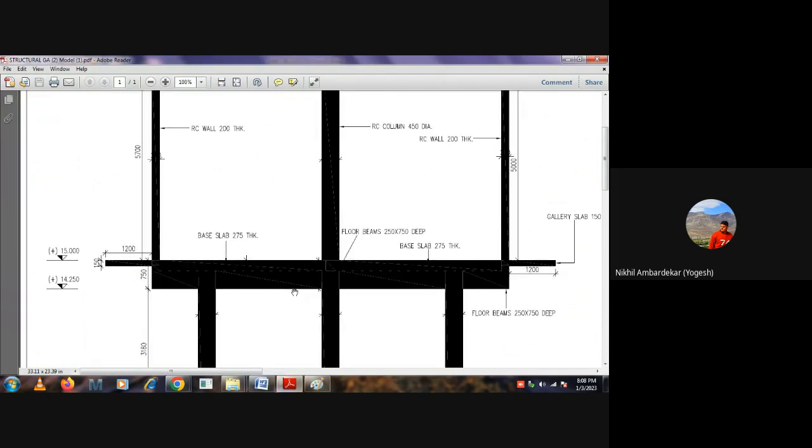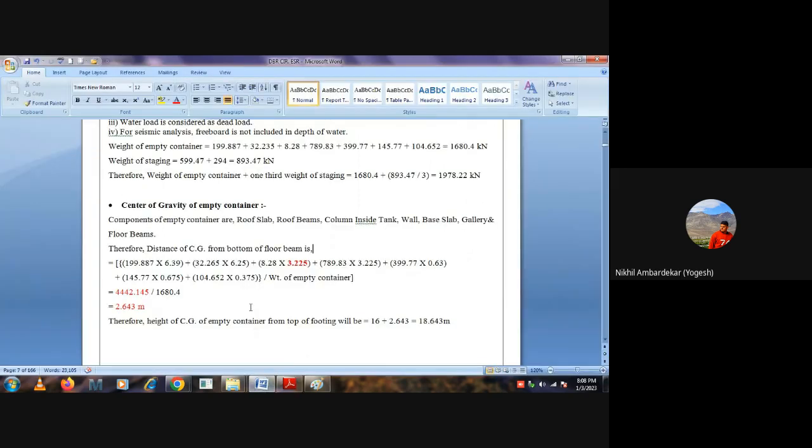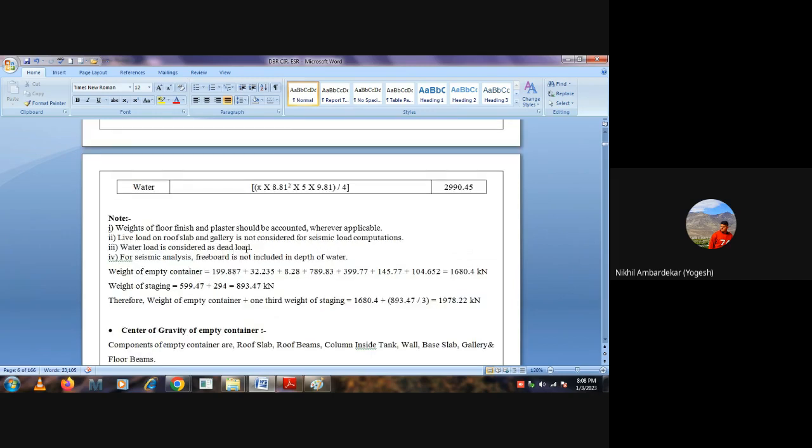Can you follow my cursor? Yes. Okay, so our datum 0 will be here, correct? If I consider this as 0, then with reference to this we need to calculate the CG. How to calculate? Very simple. Just start with this roof beam, roof slab.